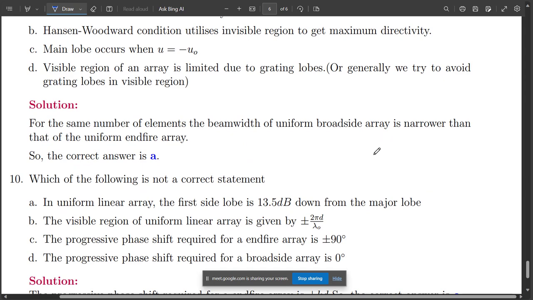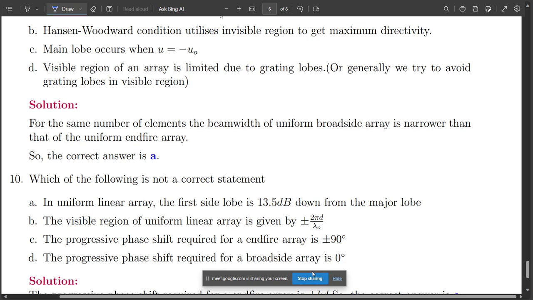Which of the following is not a correct statement? In a uniform linear array, the first side lobe is 13.5 dB down from the major lobe. Second option is the visible region of a uniform linear array is given by plus minus 2 pi d by lambda naught. The progressive phase shift required for an endfire array is plus minus 90 degrees. The progressive phase shift required for a broadside array is 0 degree.